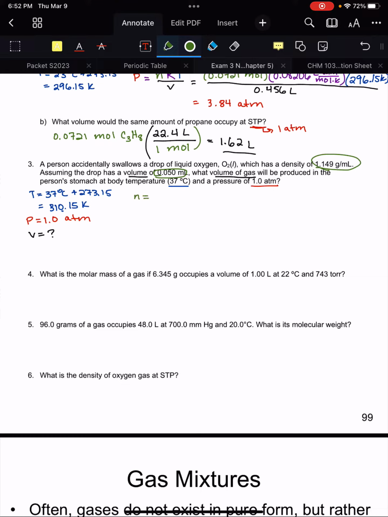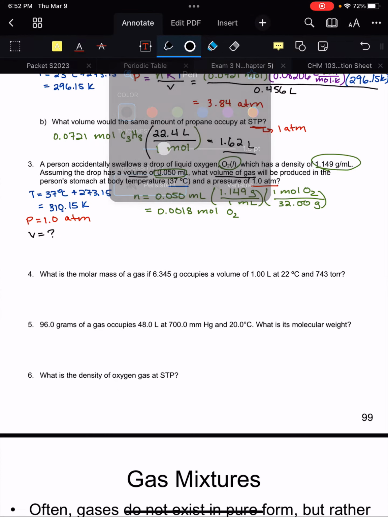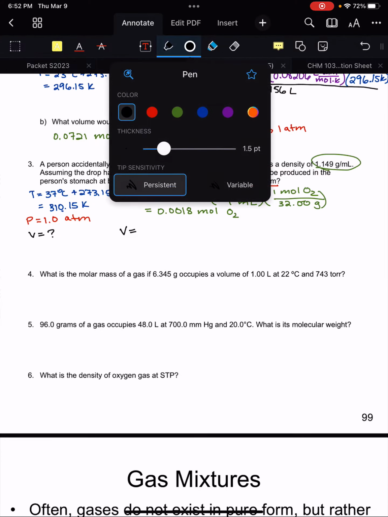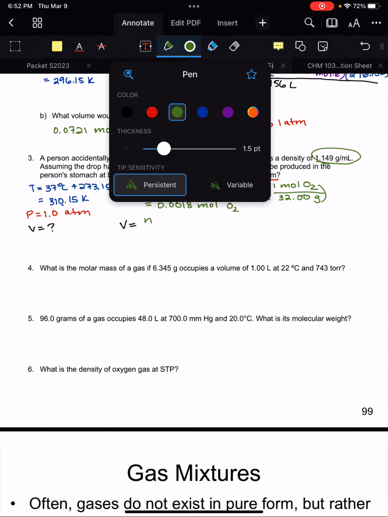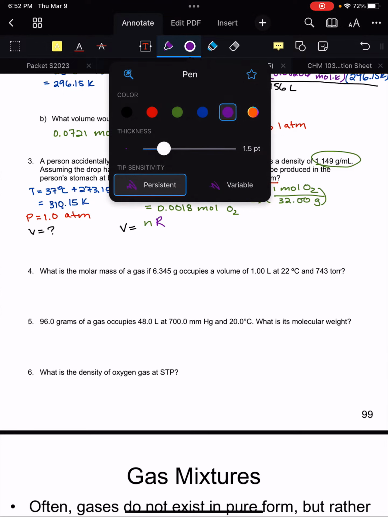So to solve for the moles, we're going to start with the milliliters of our liquid, and we'll use the density to convert that to grams. We know the thing we're thinking about is oxygen, so we'll use the molar mass of oxygen to calculate the moles of oxygen. So we get 0.0018 moles of oxygen. And now we're going to use PV = nRT to solve for the volume given the amounts that we have here in the problem, the different quantities.